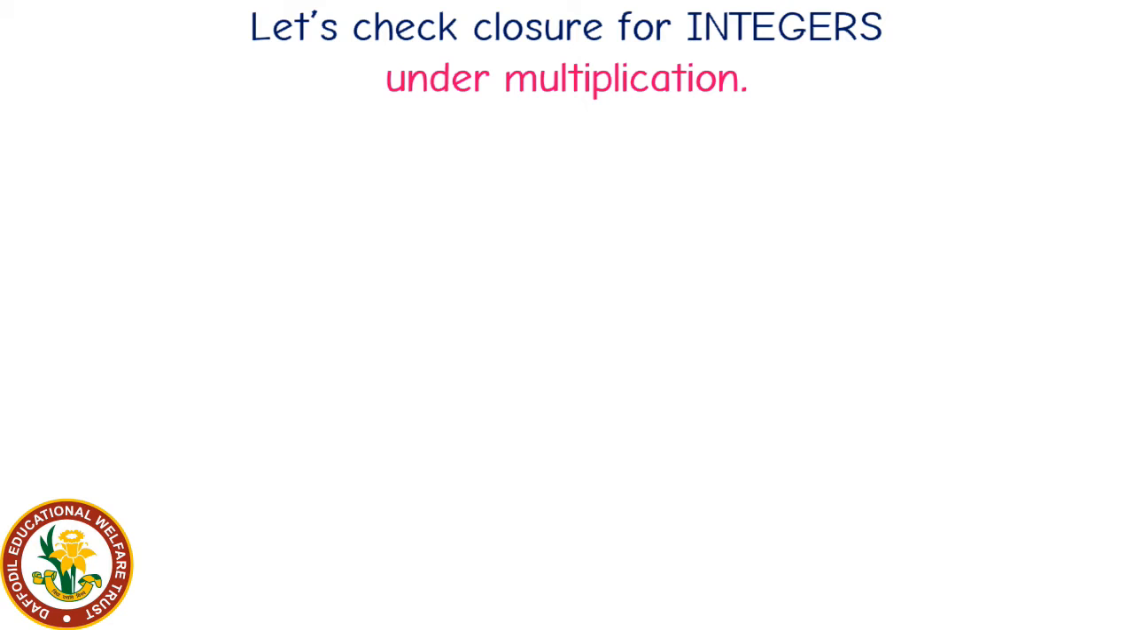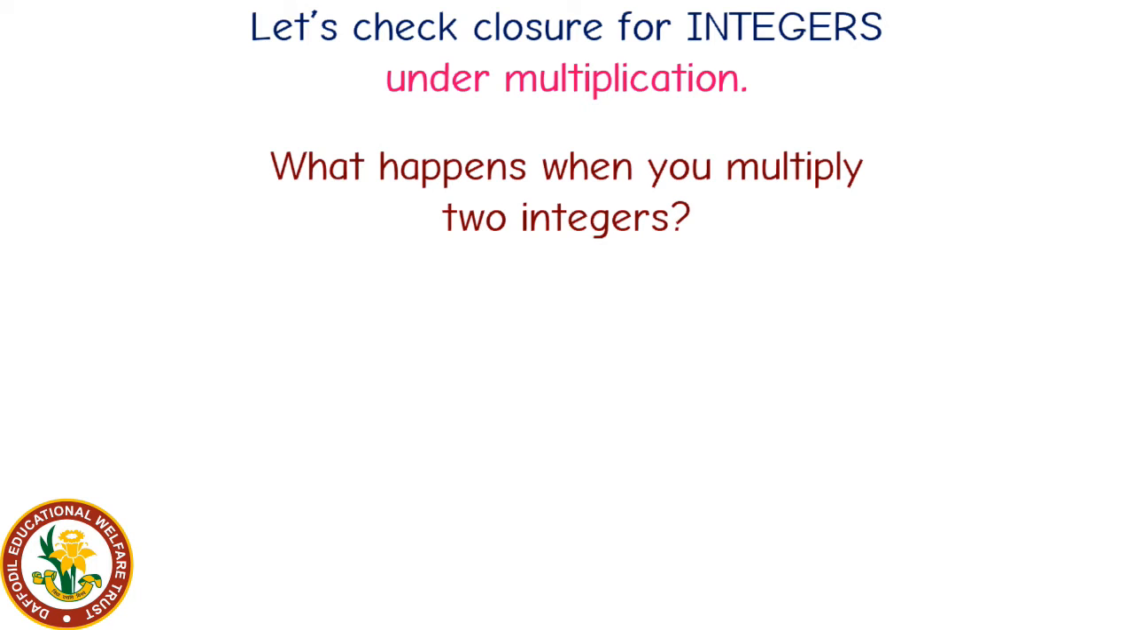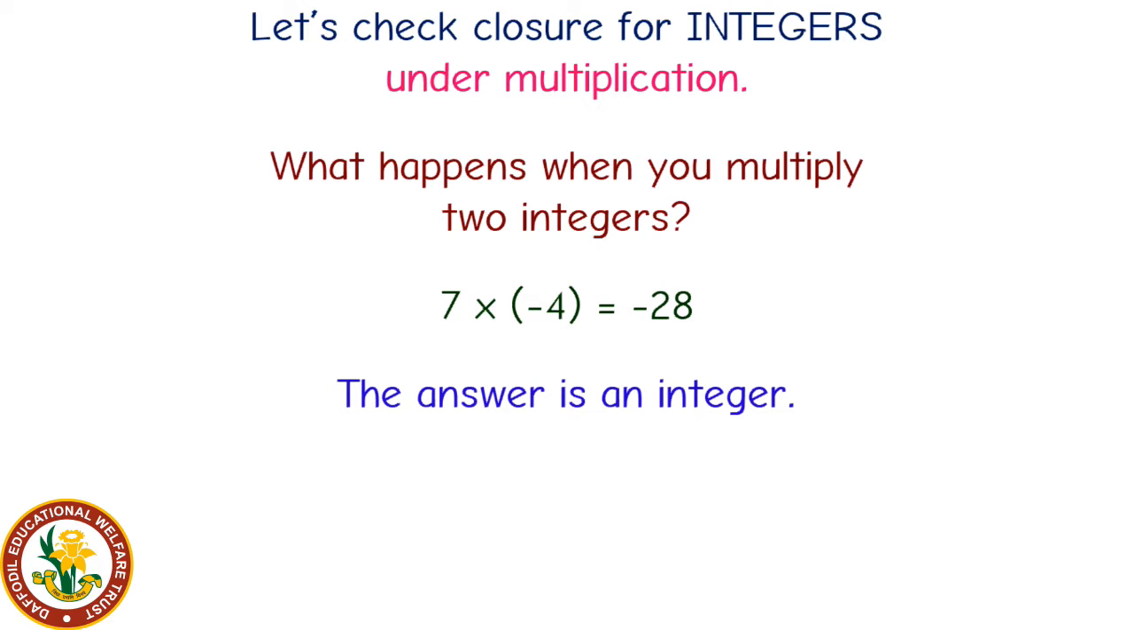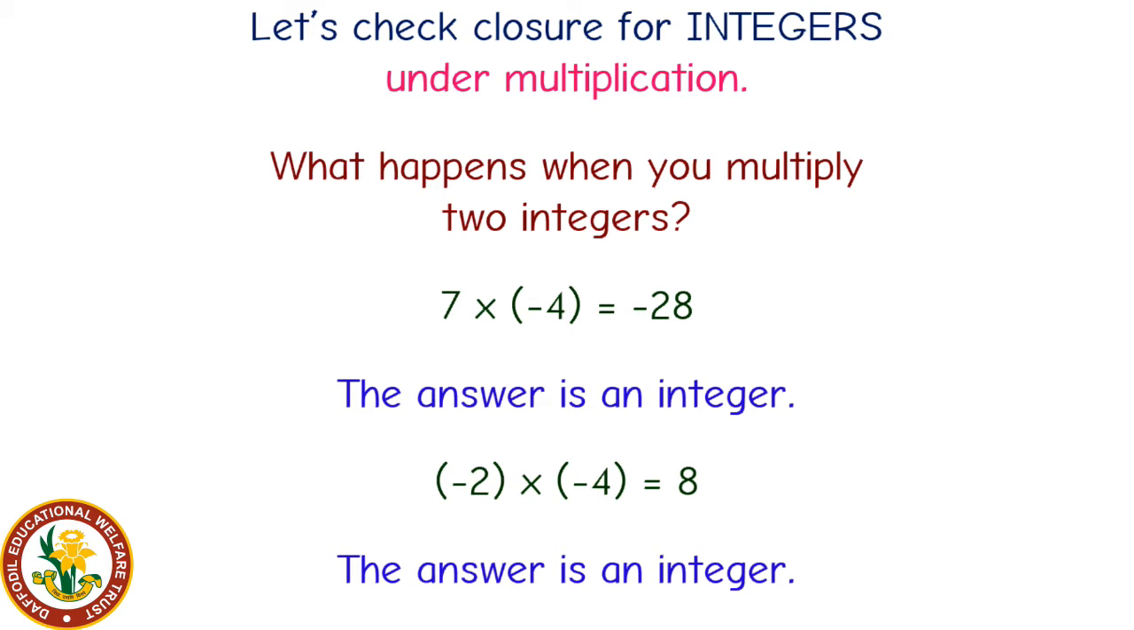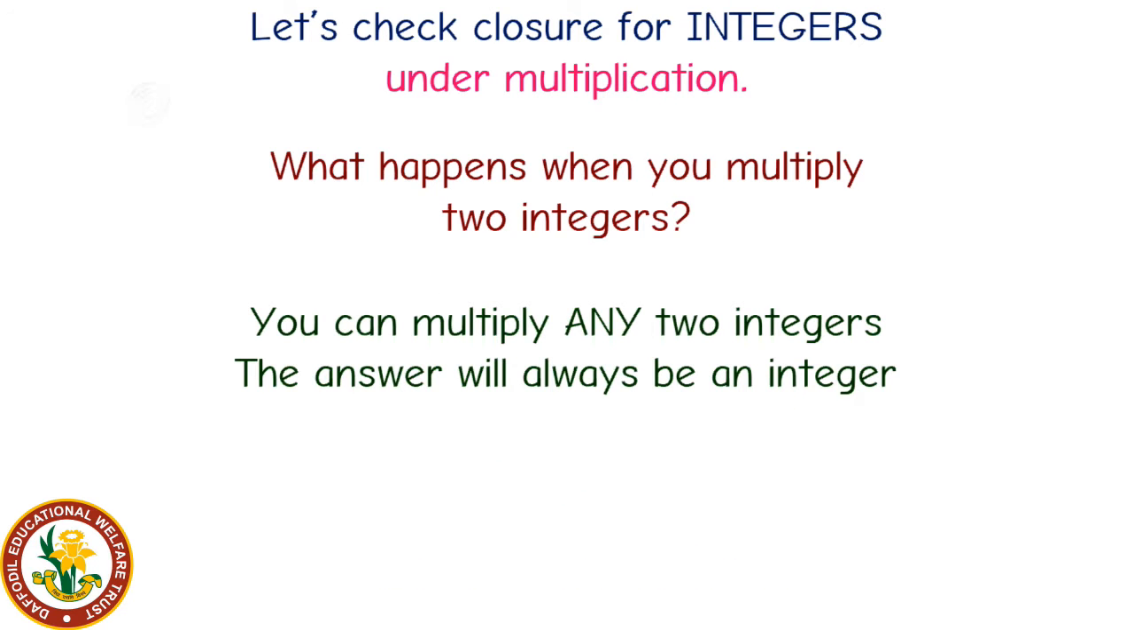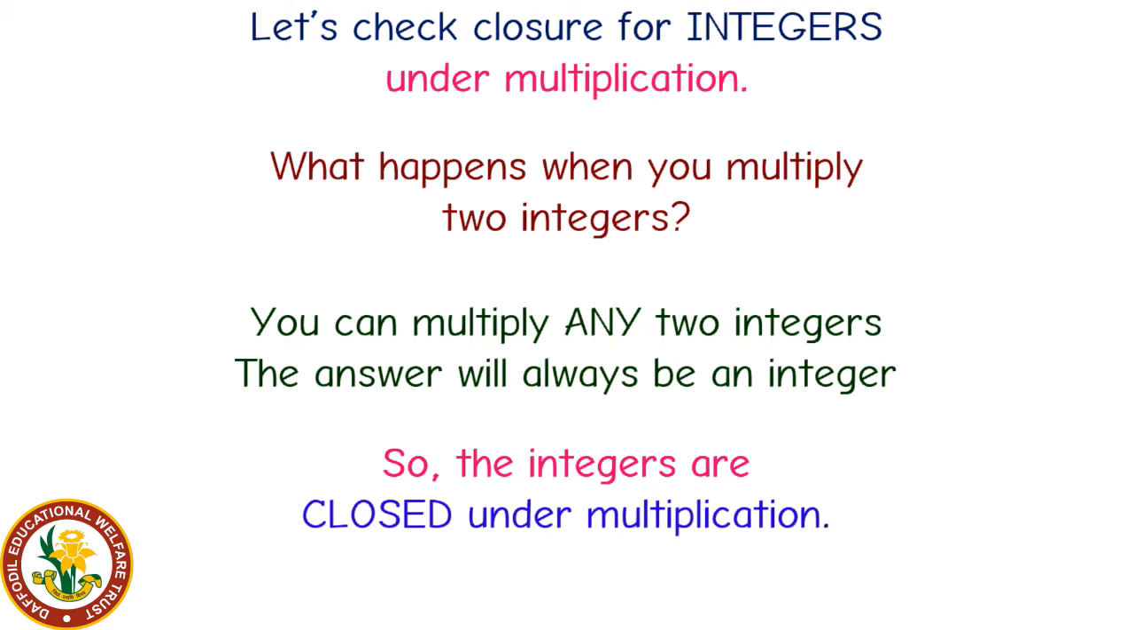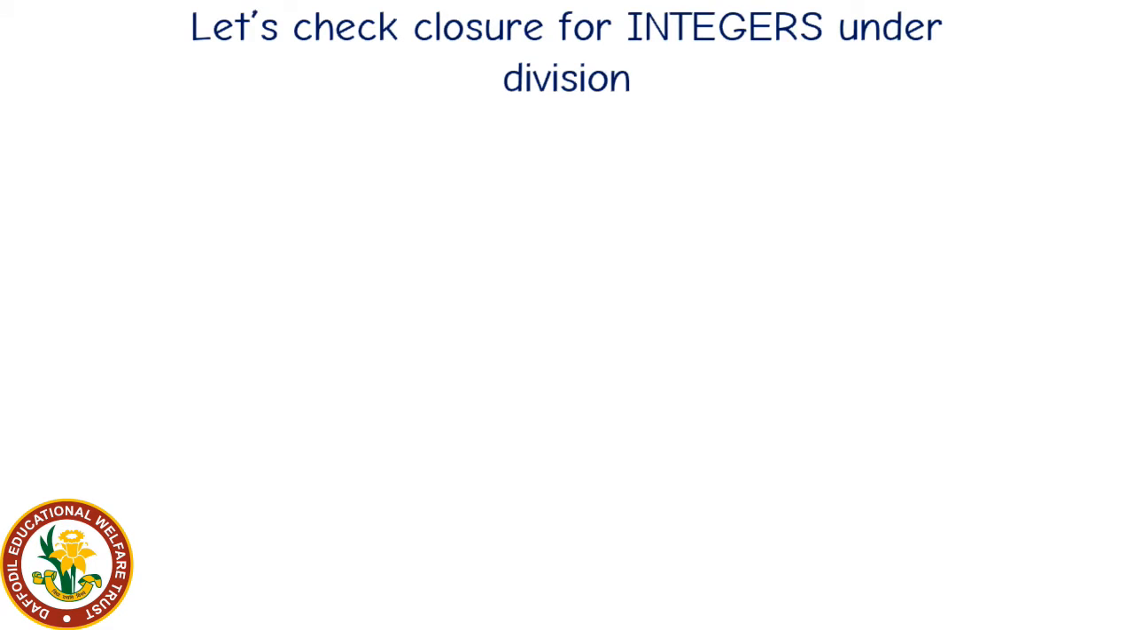Let's check closure for integers under multiplication. What happens when you multiply two integers? 7 multiplied by minus 4 is equal to minus 28. The answer is an integer. Minus 2 multiplied by minus 4 is equal to 8. The answer is an integer. You can multiply any two integers, the answer will always be an integer. So, the integers are closed under multiplication.